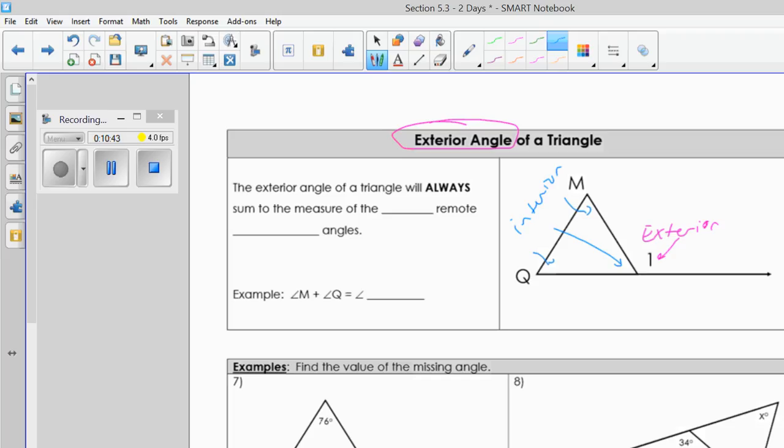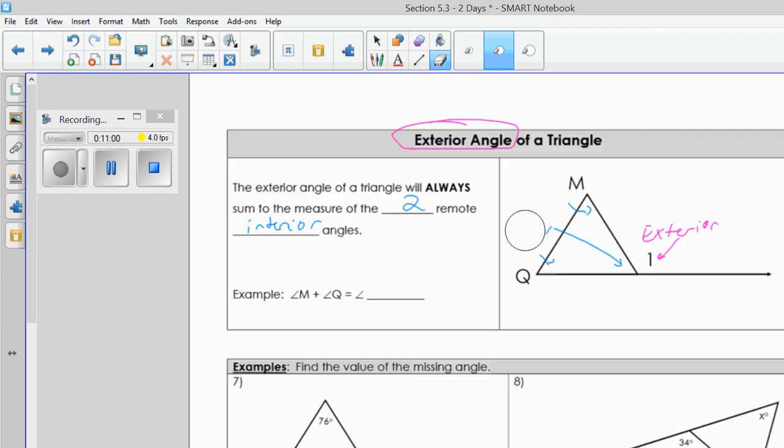The exterior angle of a triangle will always equal the sum of the measures of the two remote interior angles. So that's a little confusing, but let me show you. I'm going to erase what we have here.